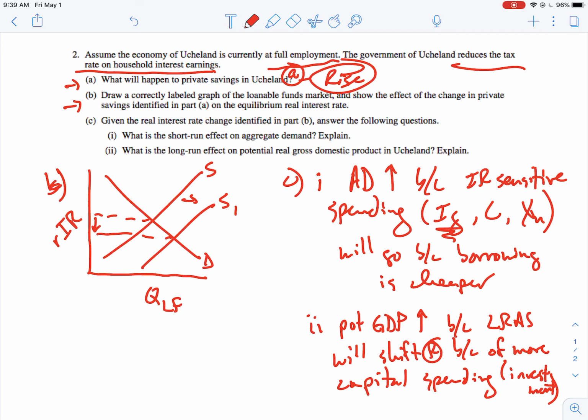Okay, so a relatively simple one, but it's talking about savings and growth and how the economy moves forward.